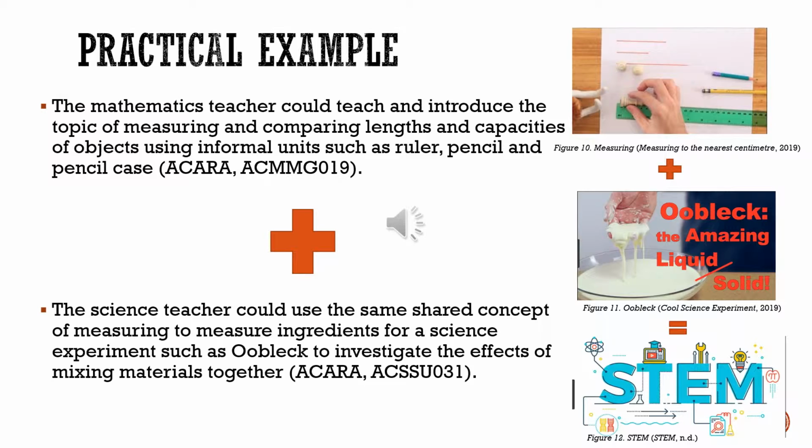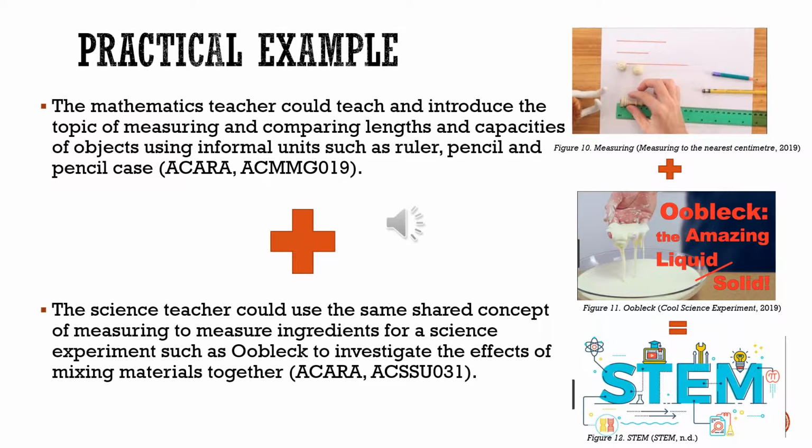For example, a Year 2 science and a mathematics teacher could organise lessons using the same shared concept of measuring. The mathematics teacher could introduce the topic of measuring and comparing lengths and capacities of objects using informal units such as a ruler, pencil, and pencil case. The teacher could also give examples of what other things the students could measure, which will enhance their critical thinking skills. This will give students a deeper understanding of how to measure objects.